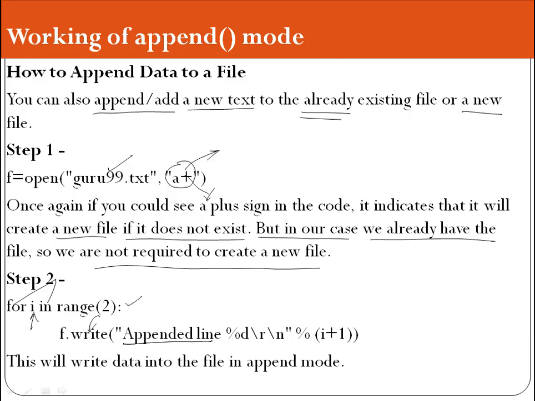Appended line, then percent d means it is picking the value from here. i is taking the value from here, so it is writing 1, 2, 3 like that. So this will write the data into the file in appended mode. We have opened the file with a plus, and then we have used the write method for appending new text into the existing file.